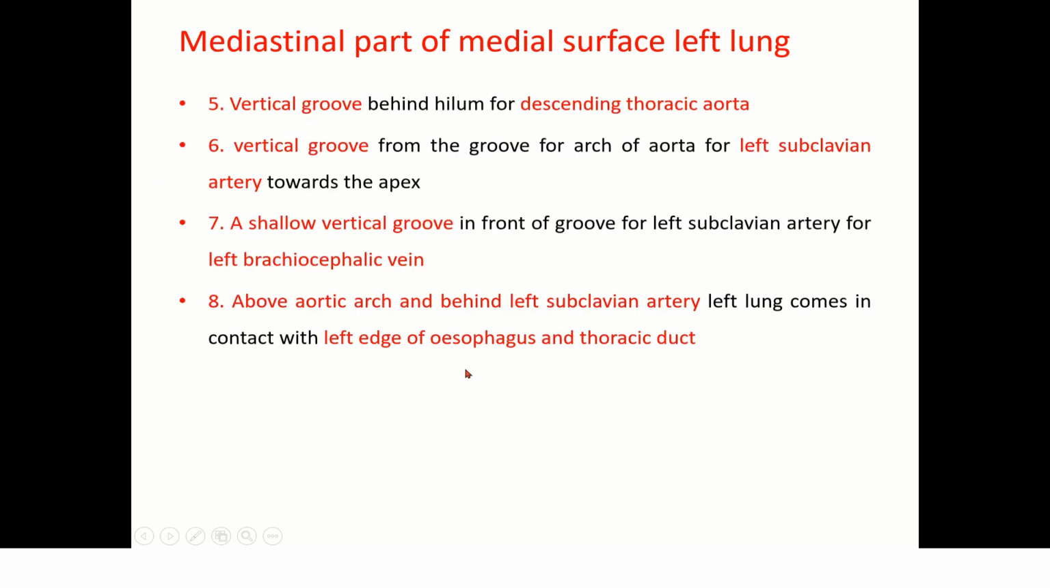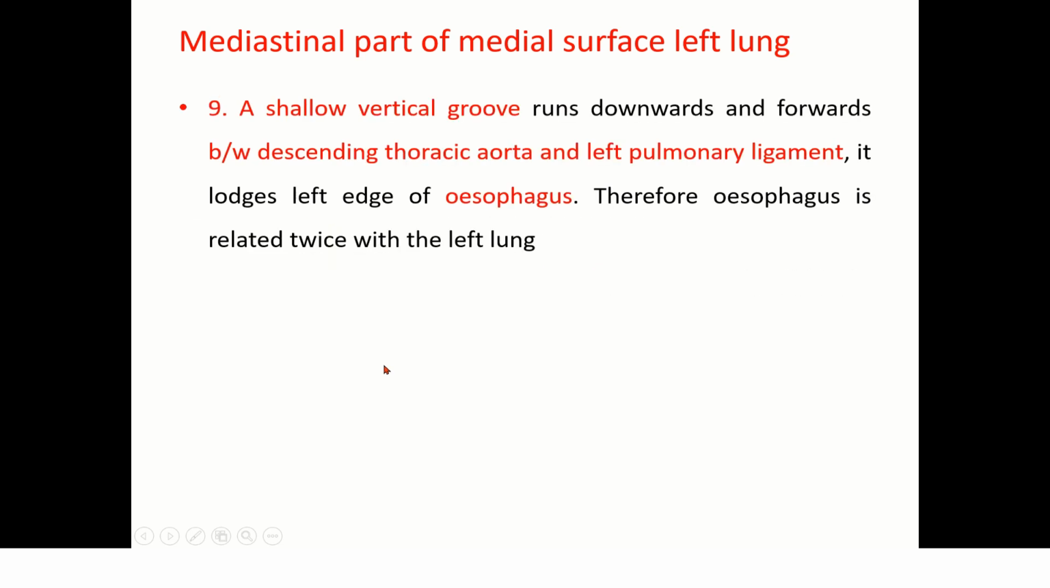So there will be a vertical groove behind the hilum for the descending thoracic aorta, and there will be a vertical groove from the groove for the arch of aorta for the left subclavian artery towards the apex, as we have seen in the diagram. And there will be a shallow vertical groove in front of the groove for the left subclavian artery for the left brachiocephalic vein. And above the aortic arch and behind the left subclavian artery, the left lung comes in contact with the left edge of the esophagus and thoracic duct as shown in the diagram.